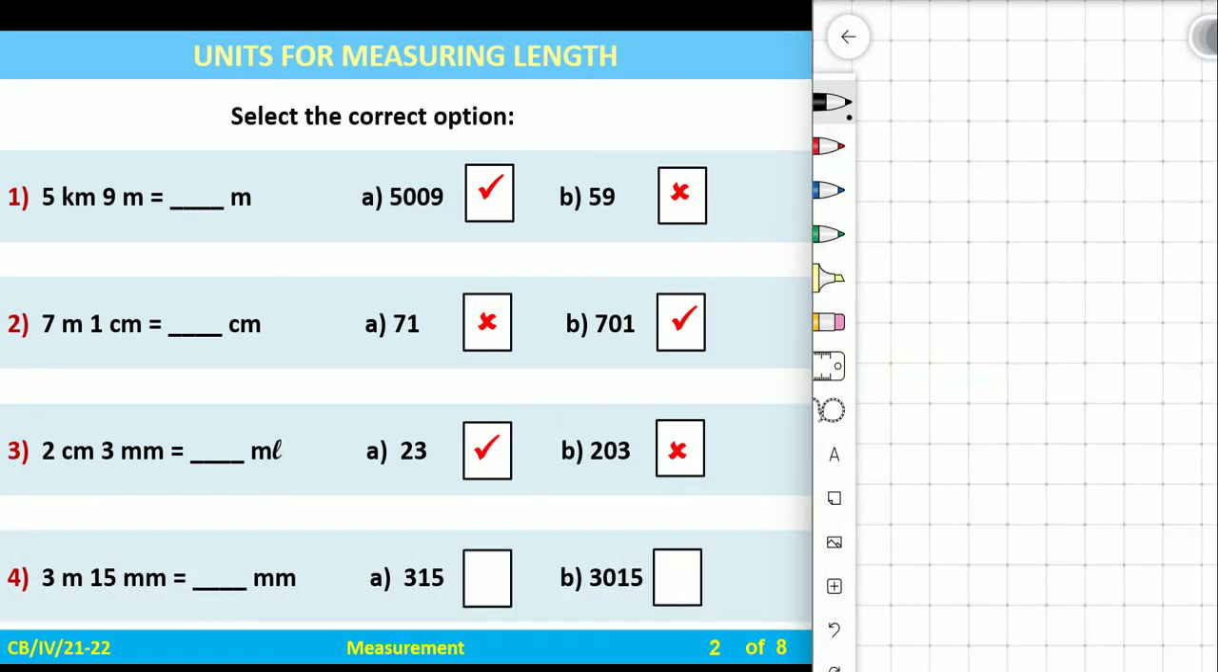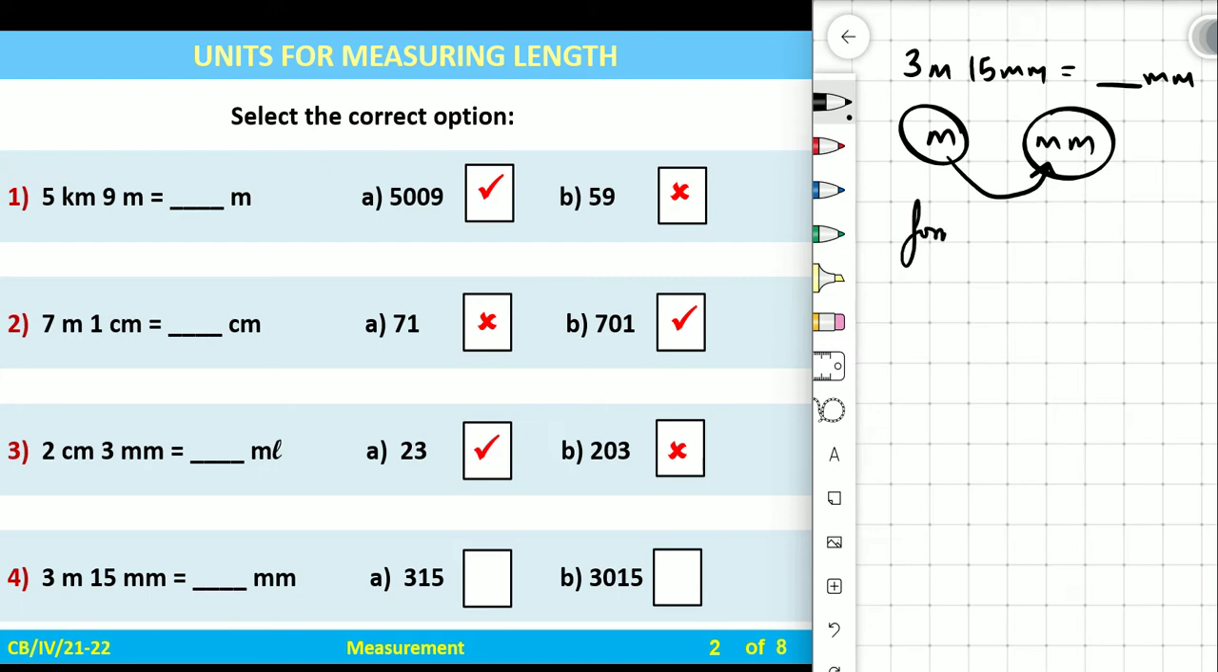If I am going fast, please slow down the video. 3 meter 15 millimeter is equal to dash millimeter. So again we have to go from meter to millimeter, from a bigger unit to a smaller unit, so we must know the formula. The formula is a must. Going from meter to millimeter, 1 meter is equal to 1000 millimeter. So using the formula, we will multiply by 1000. 3 multiplied by 1000 will convert into millimeter.